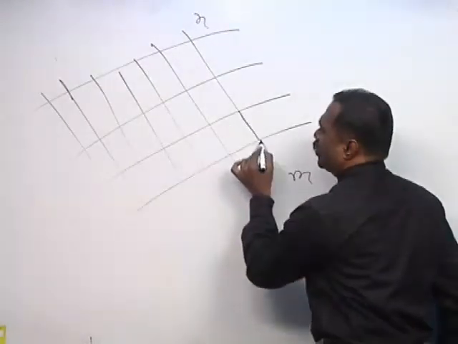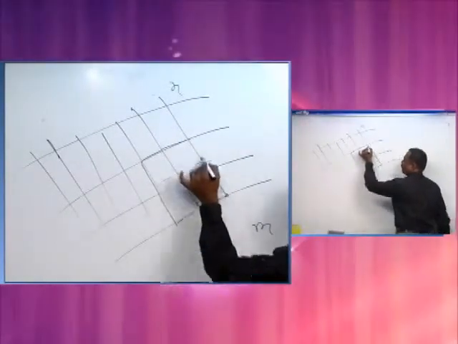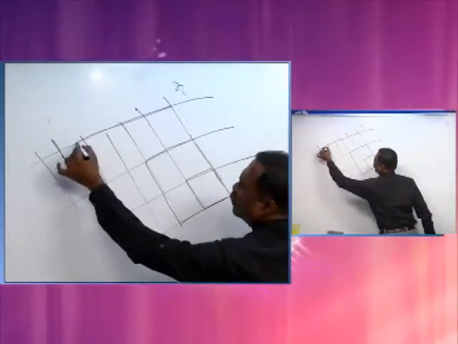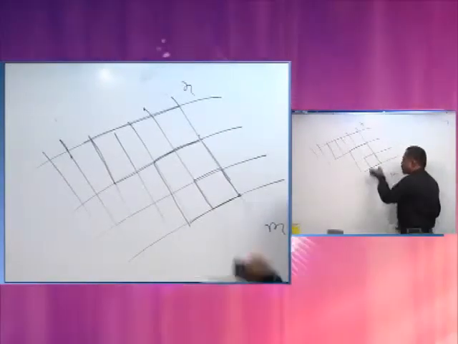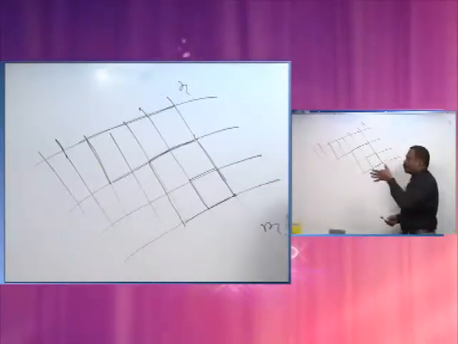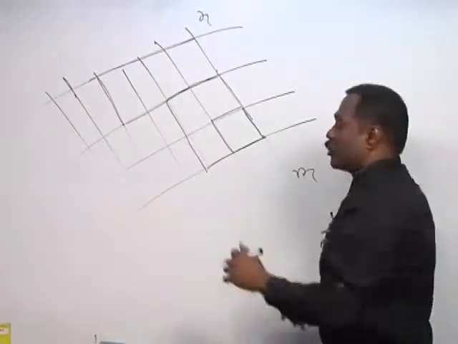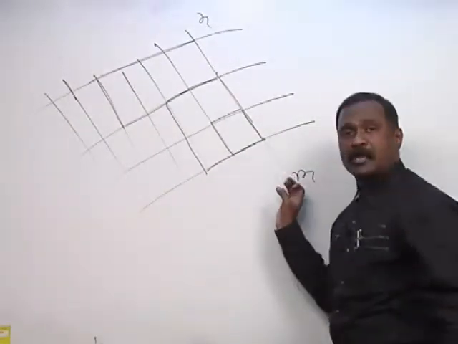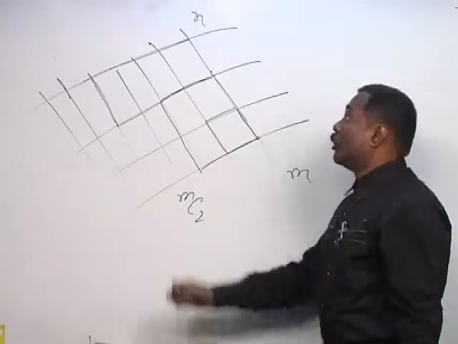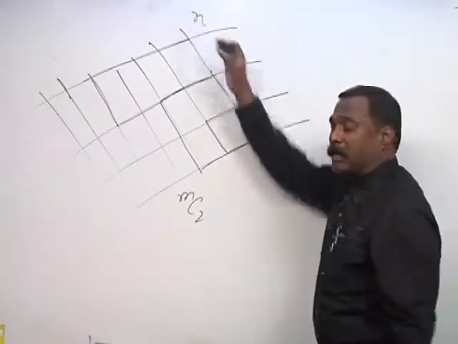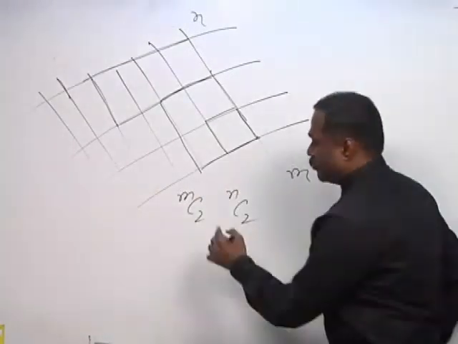Understand, to form a parallelogram, wherever you take, how many sets of parallel lines do we need? This is one set, this is another set. One set is to be chosen from m, another set is to be chosen from n. So the first operation of selecting two lines from m can be done in how many different ways? mC2 different ways. The second operation of choosing two lines from n can be done in nC2 different ways. So, mC2 into nC2.